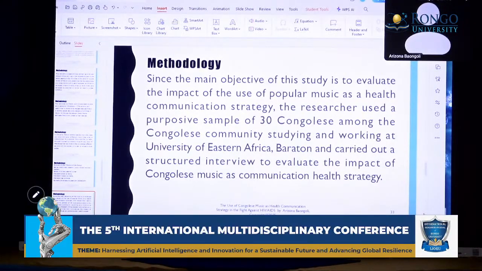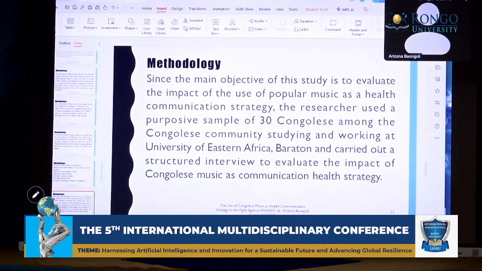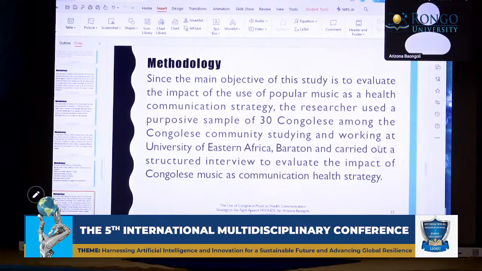And an interview was carried out because within the university here we have a community. This is an international university. We have more than 20 countries represented here at University of Eastern Africa, Baraton. DRC is just one of them. And the community here comprises around 60 or so students and faculty. I am a Congolese myself. So I took a sample of half of that number just to be able to interview.